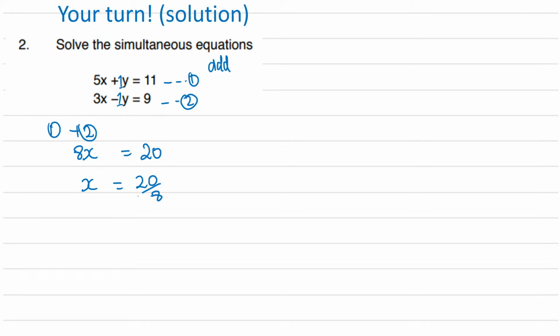Okay, so what's 20 over 8? You can simplify that as 10 over 4, or if we divide by 4, x is going to be equal to 5 over 2, okay, which is 2.5.